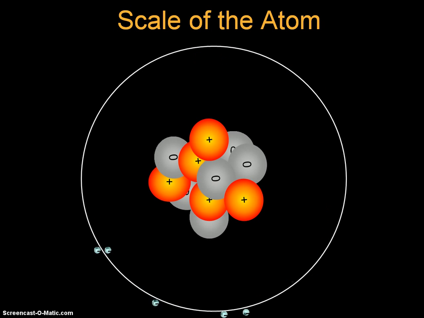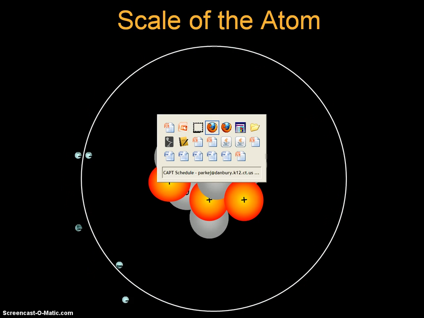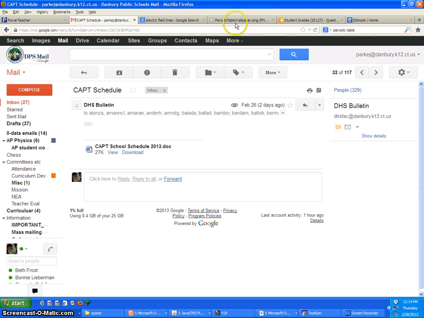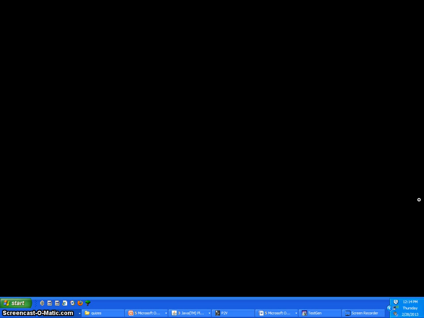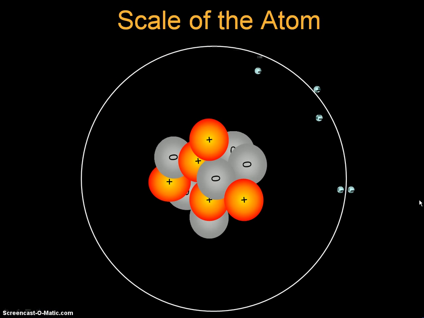Scale of the atom. Here I have an atom, let's see, this is 1, 2, 3, 4, 5 protons. If I go to my periodic table, 5 protons means it's a boron atom. Hopefully I can get back to the PowerPoint. All right. So this is a boron atom with electrons zooming around.